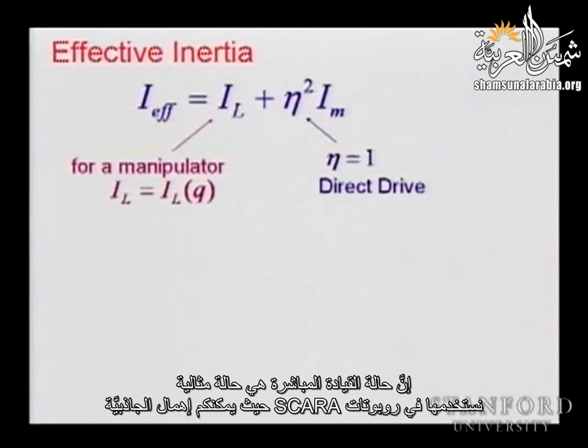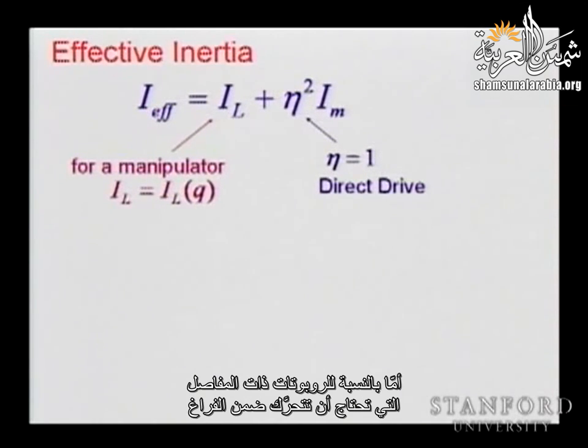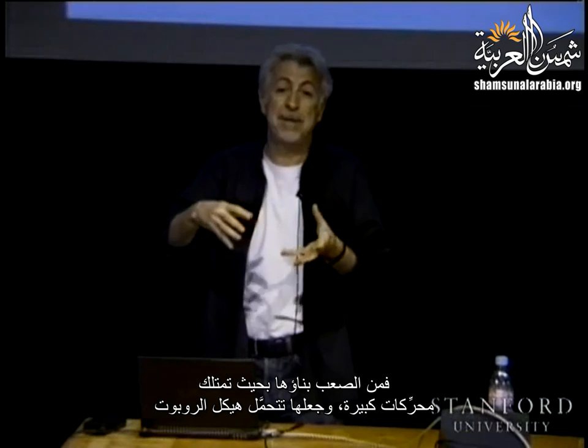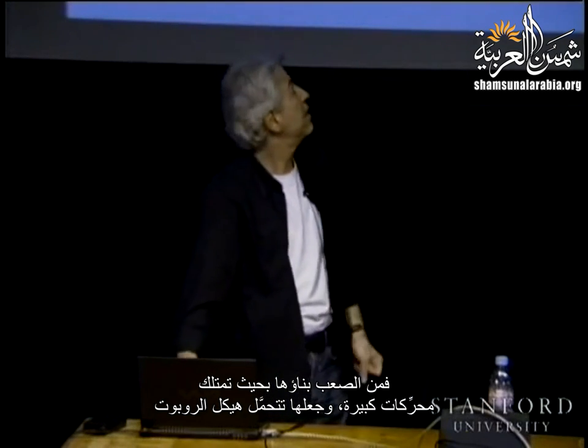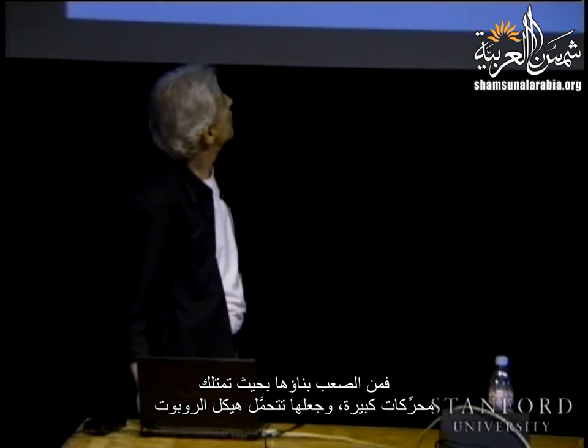Well, the direct drive case is really ideal. We use it with SCARA type robots where you do not have to carry the gravity. But with the robots that are articulated and that need to move in space, it's very difficult to build robots that have big motors and can carry the structure.